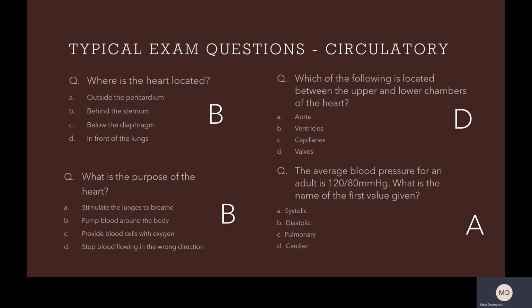Let's go to the one to the right then, because we've revealed that answer. But which of the following is located between the upper and lower chambers of the heart? And that's valves. Remember, we said we don't want it to return, so it needs to go in one direction. So the valves are what stops the backflow of blood.